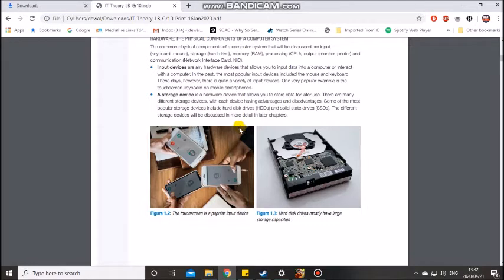Obviously, the difference between the two: the HDD is a bit cheaper, but it is slower due to the mechanical use, and the solid state drive is normally a bit more expensive and way faster, and it does not have any moving parts. It's completely electronic.